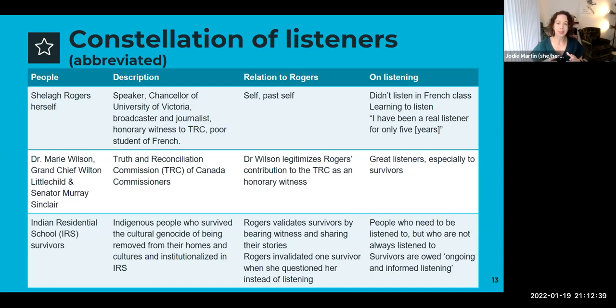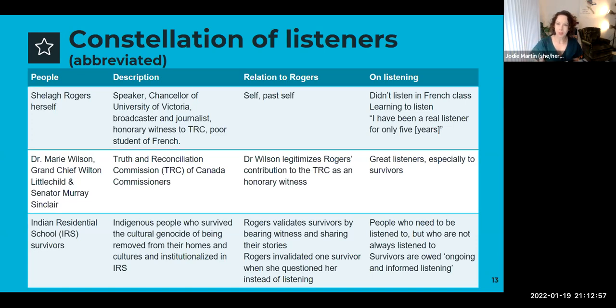But importantly, she constructs this constellation around listening and listeners. So how are they validated as listeners? And this is a way for all participants to come together within Canada, First Nations, settlers, and beyond, under this notion of being a better listener.